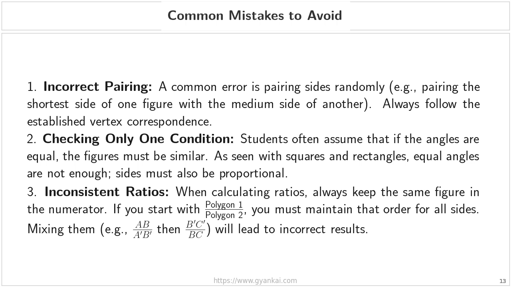Finally, avoid inconsistent ratios. When you are calculating your fractions to check for proportionality, you must be consistent. If you start by placing the side from the first polygon in the numerator and the side from the second polygon in the denominator, for example, side AB over side A'B', you must maintain that exact same order for every single side you calculate. If you accidentally flip one and calculate side B'C' over side BC, your ratios won't match, and you'll end up with an incorrect result. Keep these 3 points in mind, and you will be able to verify geometric similarity with much greater accuracy.